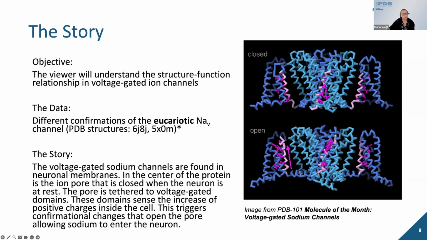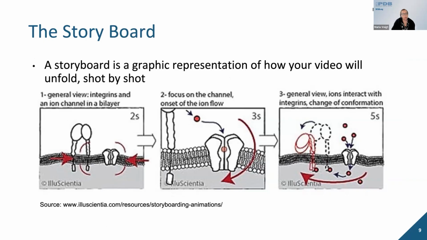And so the first step that I did, I just wrote this story. So this is the story, sentence by sentence, as you heard in the animation. Once I wrote the story, in general, the pipeline in animation, once you have the story, is always first to go into creating the storyboard. A storyboard is a graphic representation of how your video will unfold, shot by shot.